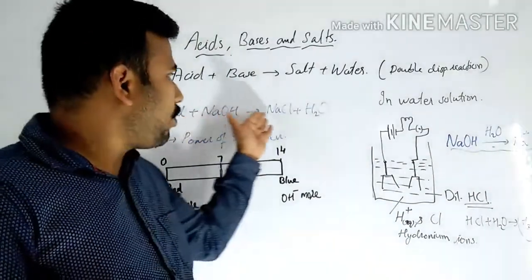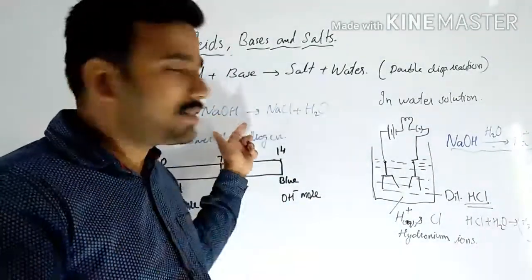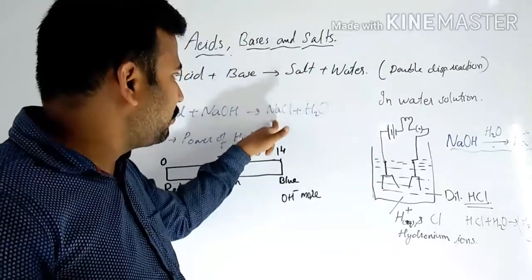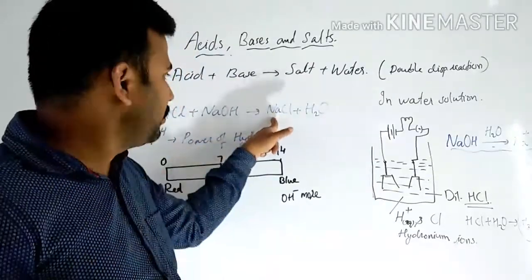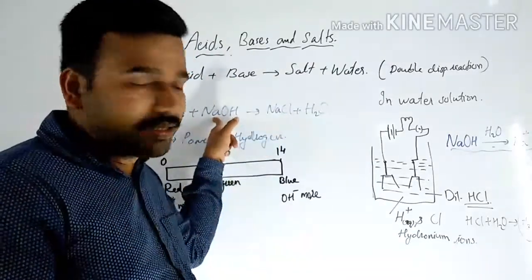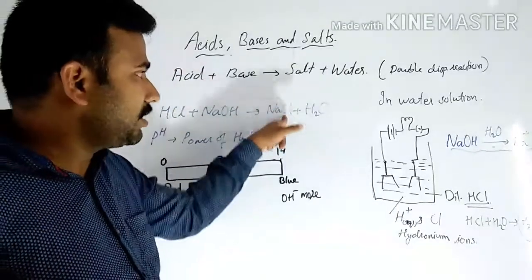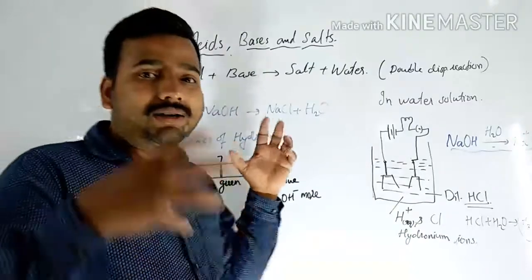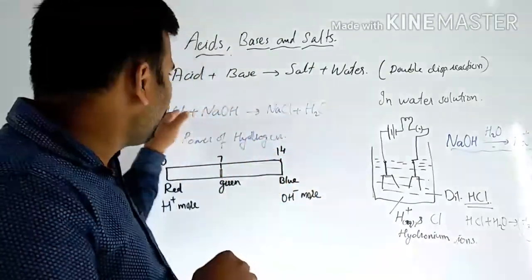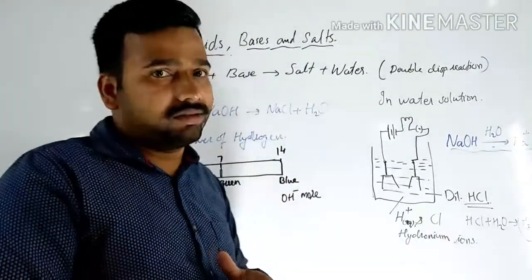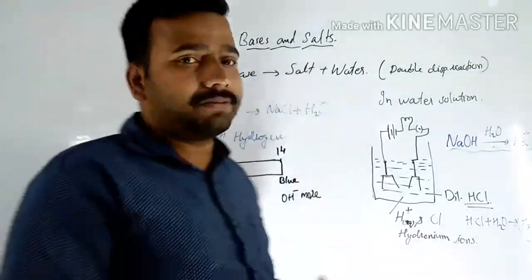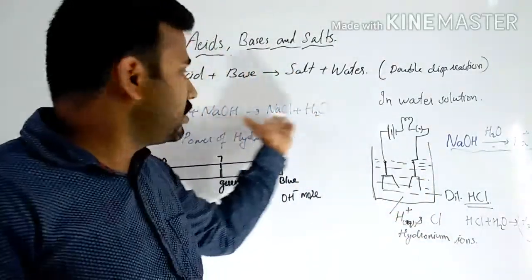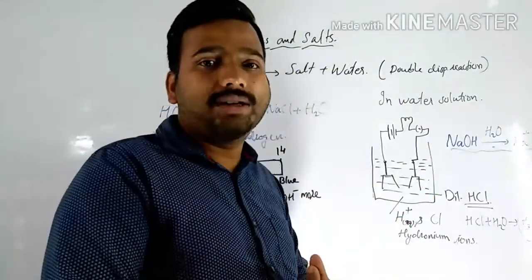The salt that is formed as a result of this neutralization reaction, look at it: the cation part of the salt will be from the base, and the anionic part, that is the chloride ion, Cl minus, will be obtained from the acid. That part we need to remember. And this reaction is also known as a neutralization reaction.